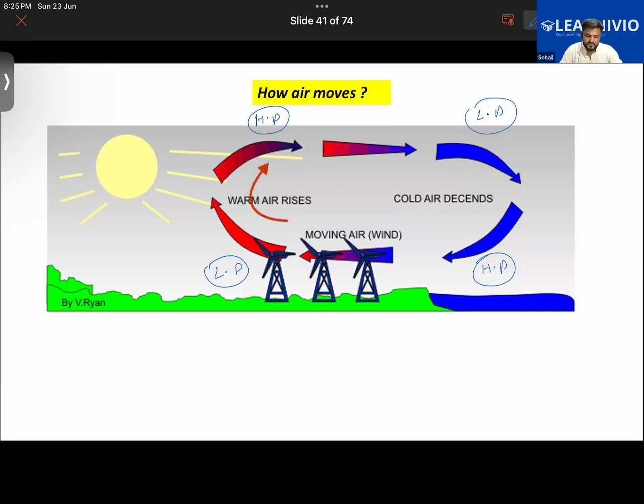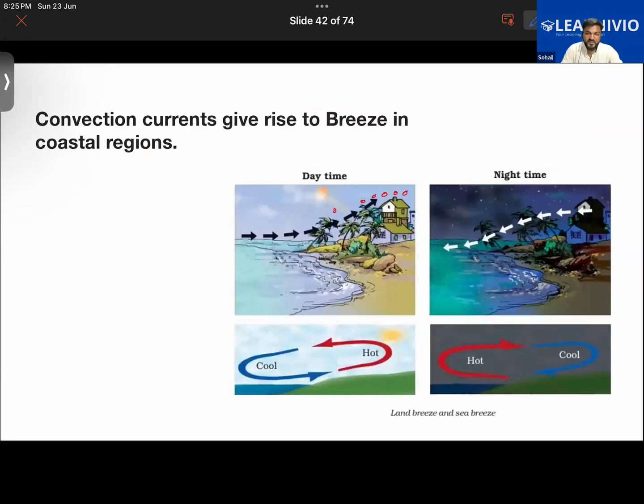Right. So that is the concept. Hope you guys have understood. Have a look at this image now. During the daytime, what is happening? Wind is blowing from the water body towards the land, and the opposite happens in the night time.